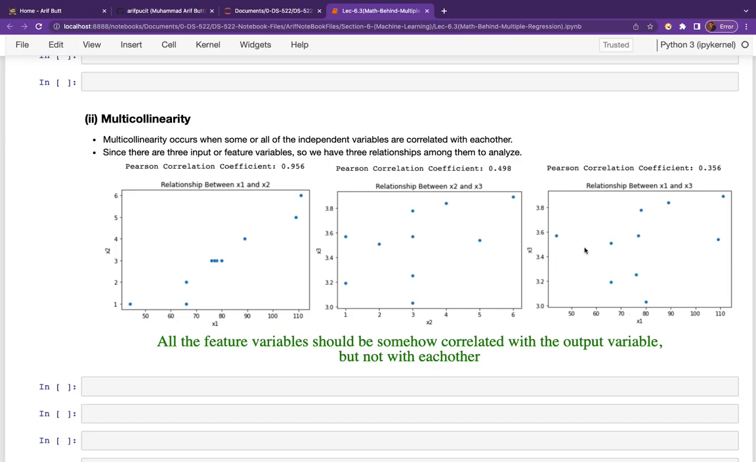On the contrary, x2 does not appear to be correlated with x3, and similarly x1 and x3 are also not much correlated. So to summarize, we can say that in a perfect scenario, all the input or feature variables should be somehow correlated with the output variable. But the feature variables should not be correlated with each other. The violation of the first rule will cause overfitting, while the violation of the second rule will cause multicollinearity.